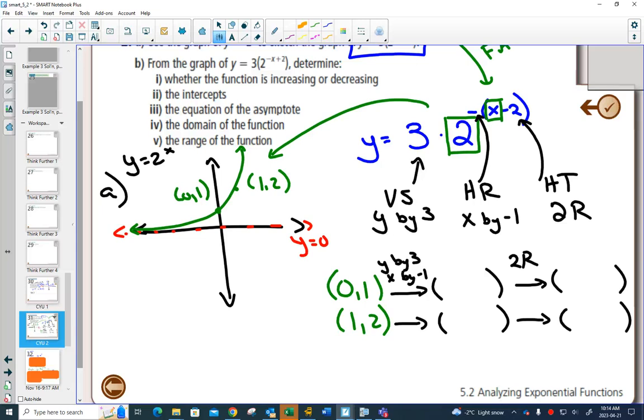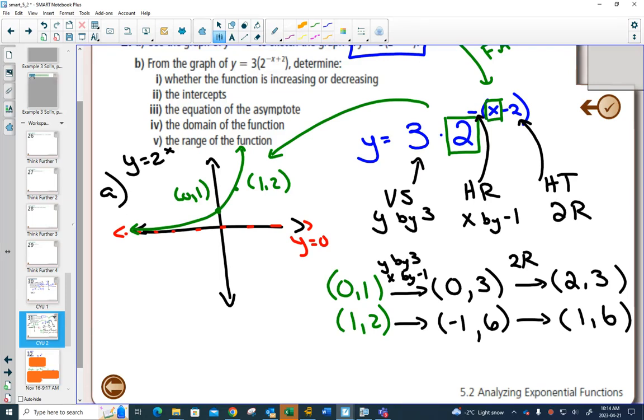If I multiply y by 3 and x by -1, this will become (0, 3). This will become (-1, 6). Then if I move 2 to the right, this will become (2, 3), and this will become (1, 6).